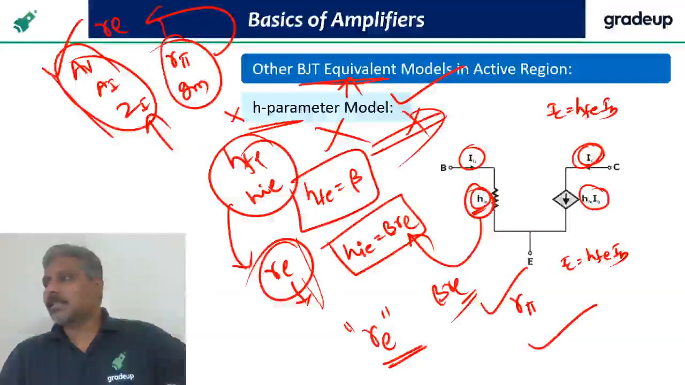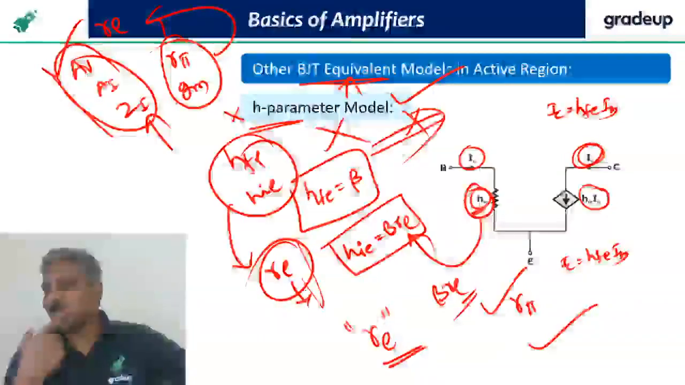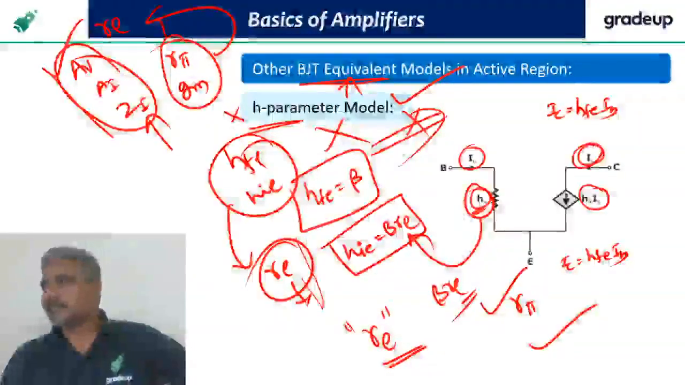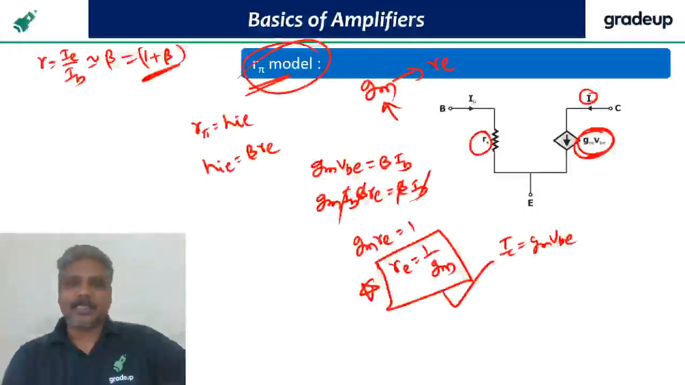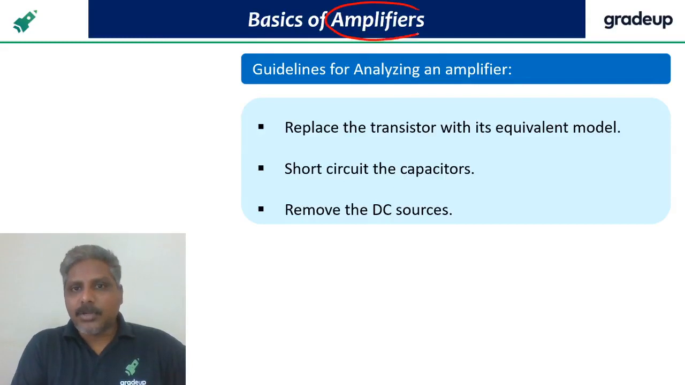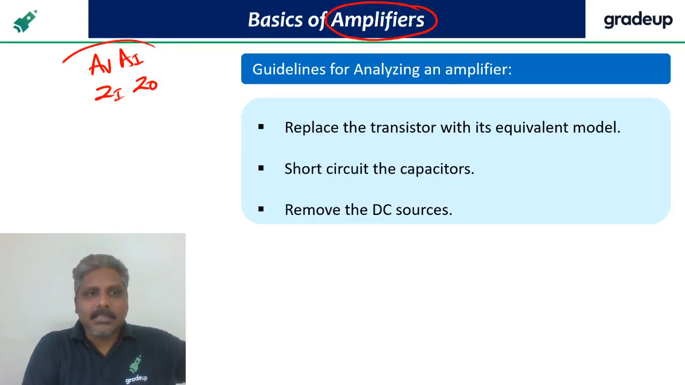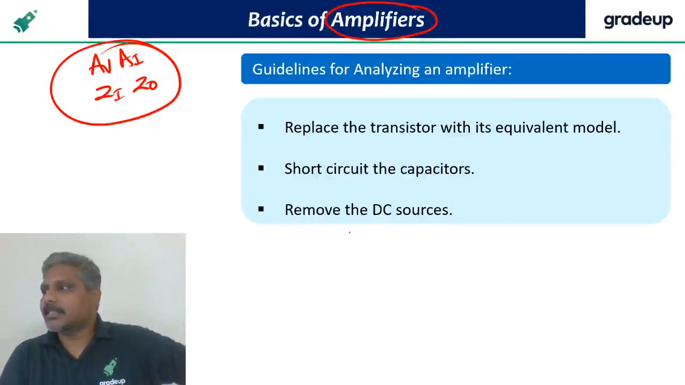Okay. Yashan, you are asking to explain both RE and RPi models once again. So if I want to explain the total class, so far that's what I have done. This is the RPi model, right? Now, if you want to analyze any amplifier, you know, guys, I am slowly going to the amplifier. What is analysis? Always remember AV, AI, ZI and ZO. These are the four parameters called analyzing.